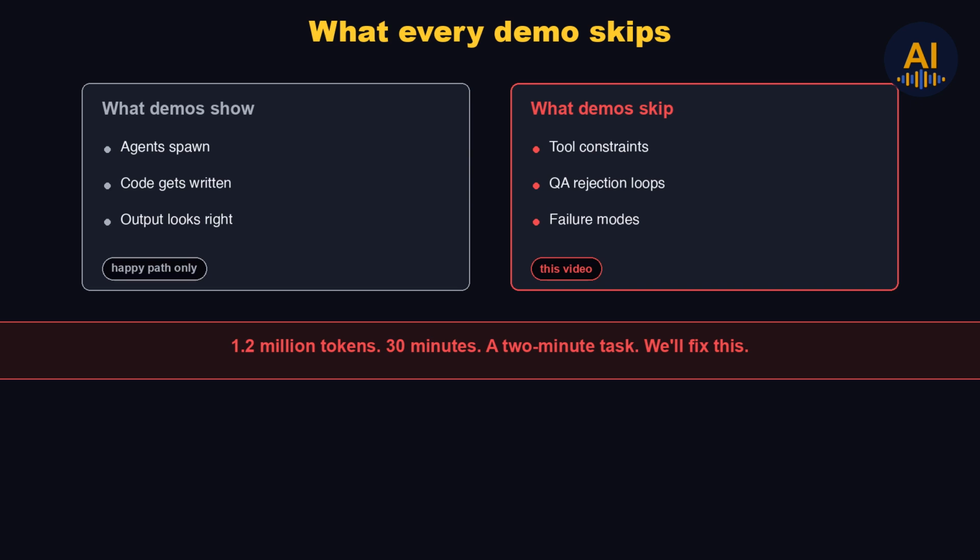There's a documented production bug where a subagent recursion loop consumed 1.2 million tokens in 30 minutes. The fix is 3 lines of hook code. We'll get to that. But first, here's the part nobody is teaching. How you constrain agents so they stay in their lane, and how you build handoffs that survive a context reset.